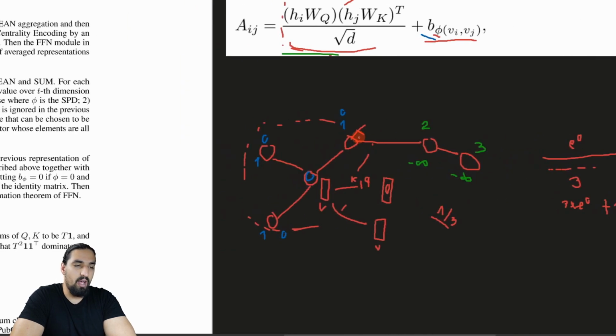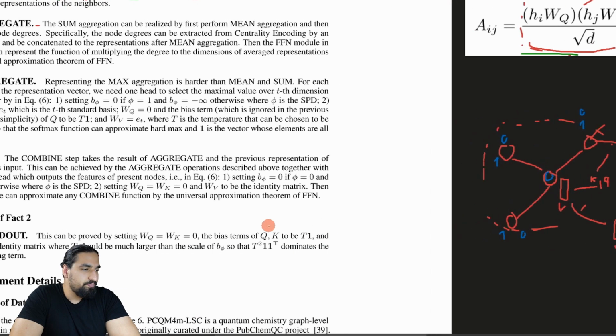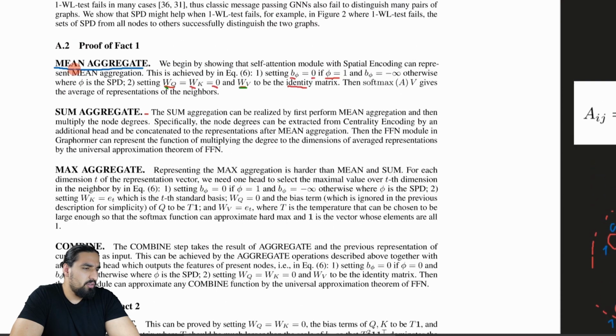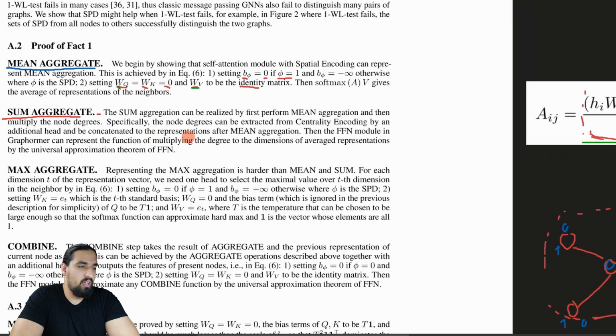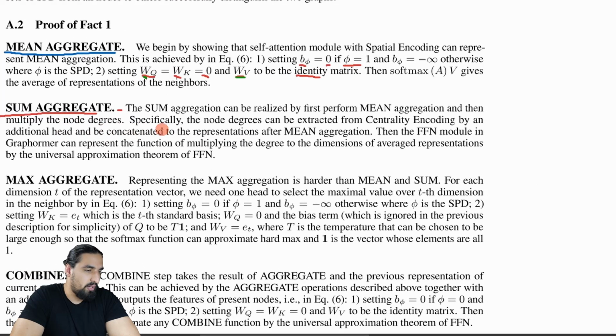And that means that, basically, those are the attention coefficients that this node will use to accumulate the value vectors of the direct neighbors. And as you can see, we literally achieved this mean aggregation. So that was the first part. Now the sum aggregate part is pretty easy once we understand this first mean aggregate part. But let me zoom in a bit here and explain it. The sum aggregation can be realized by first performing mean aggregation and then multiplying the node degrees. We'll see what that means.